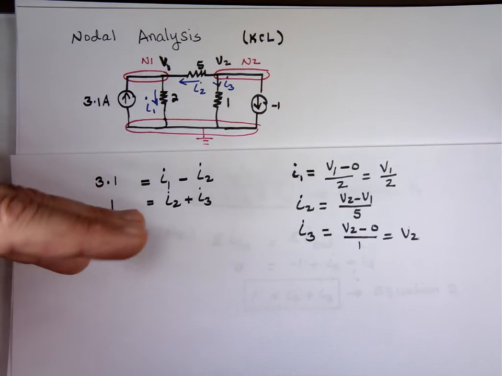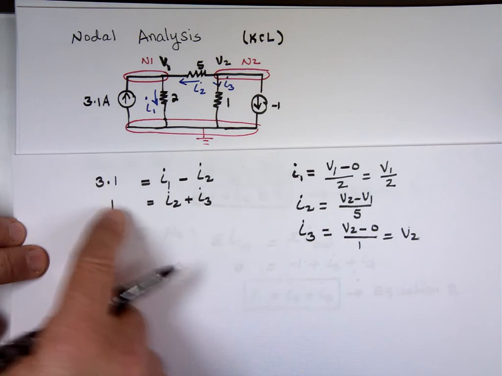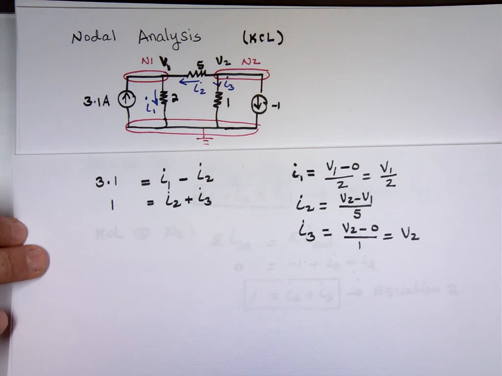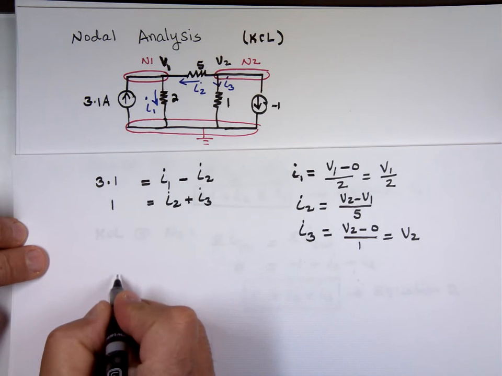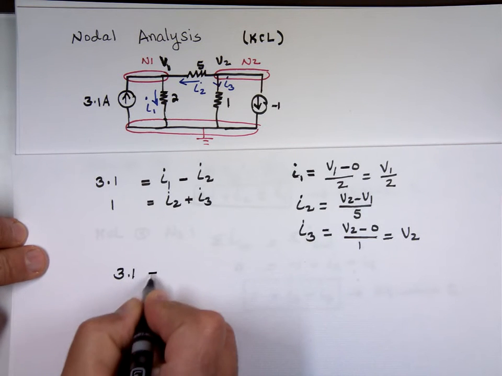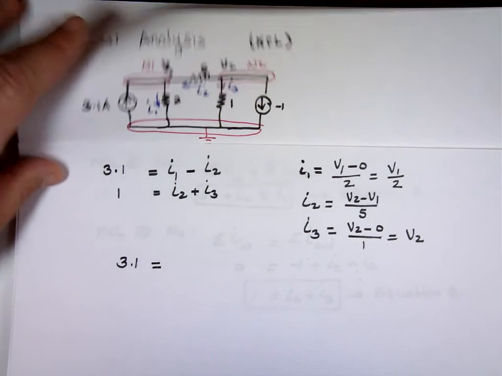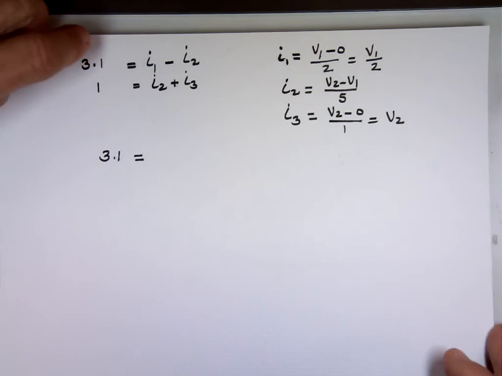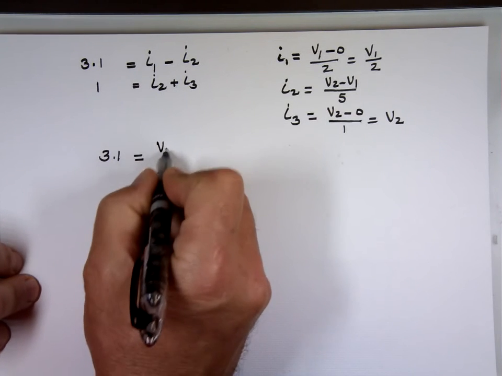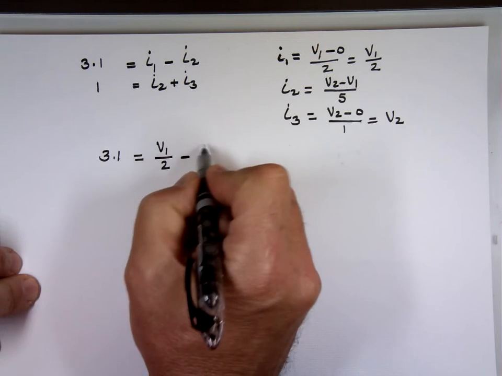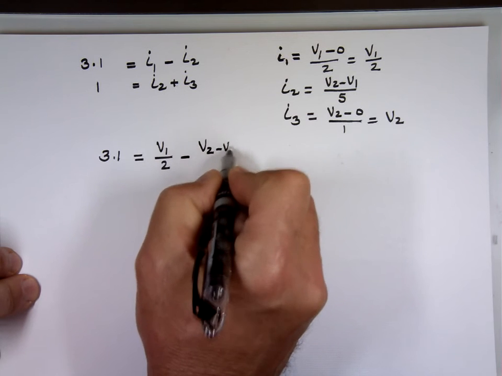So now what I'm going to do is come back to these equations and replace each current by the voltages, and you should now have 2 equations by 2 unknowns. So here's the first equation: 3.1 equals, I can move this one out. What is I sub 1? V1 over 2, minus what's I sub 2? V2 minus V1 over 5.